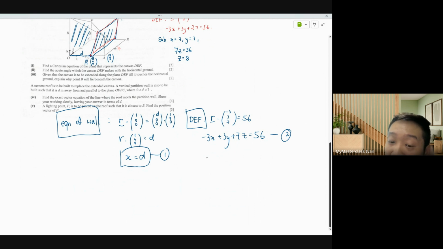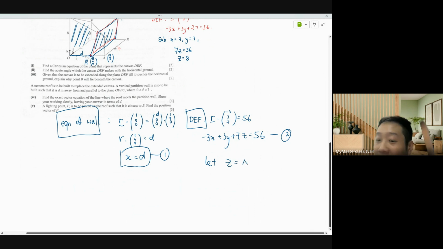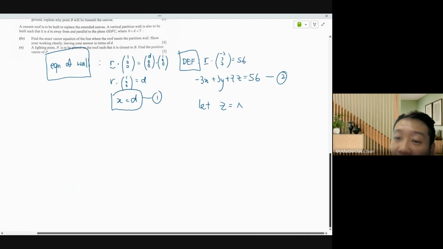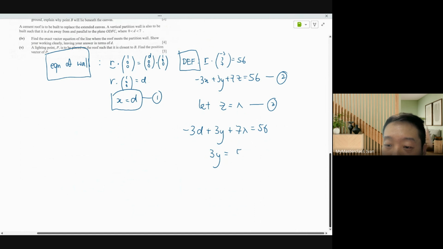So the next thing is you need a lambda. Let z equal lambda. We always try to let one of them equal lambda. Later you will see why. So I let z equal lambda, this is equation 3. Sub 1 and 3 into 2: -3d plus 3y plus 7 lambda equals 56. I make y the subject. 3y equals 56 plus 3d minus 7 lambda. So y equals (56 plus 3d) over 3 minus 7 over 3 lambda.